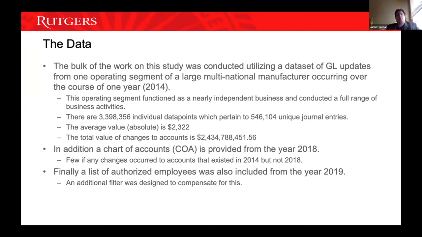The other data set that we looked at was a list of authorized employees. Now, this was from the year 2019, and there were some problems with that, which we addressed in the paper. The reason why we looked at this is we had quite a few employee-based filters that we wanted to work with. And the auditors, when we were consulting with them, thought this would be a great idea. The problem is they weren't able to supply us with the older employee list. So we were only able to design, I think we ran one or maybe two filters involving employees, but they were still useful for proving that you could use HR information in conjunction with this. So we did do that.